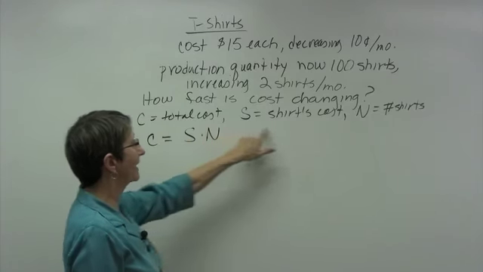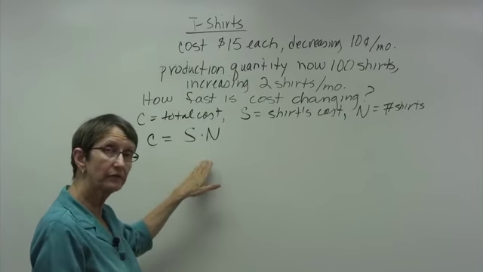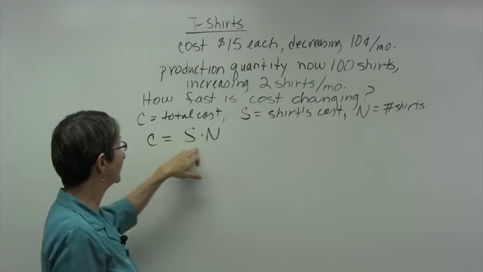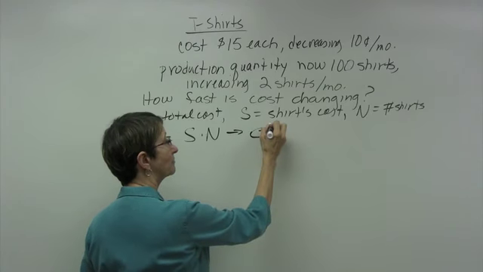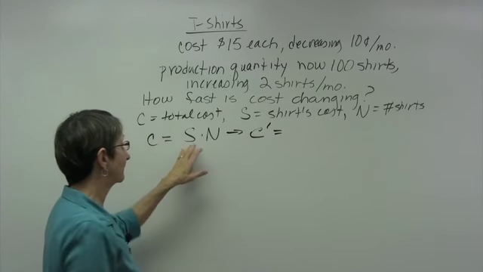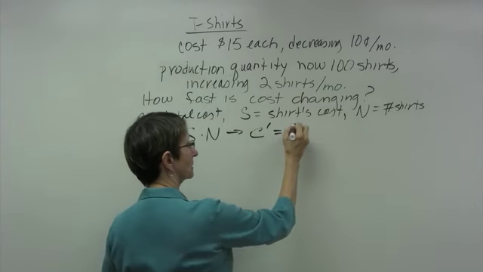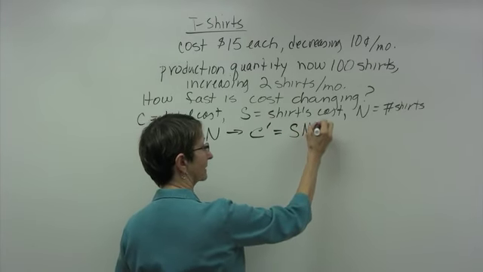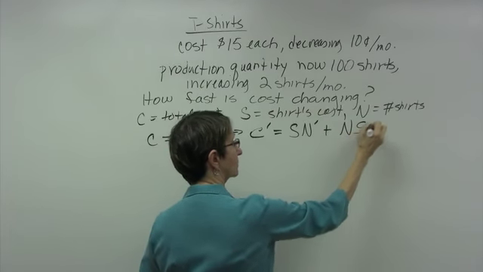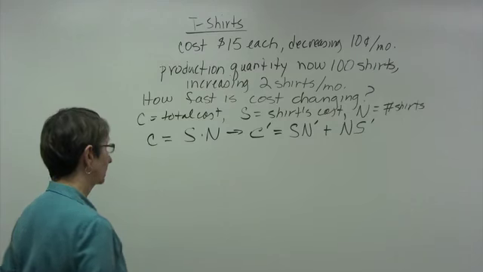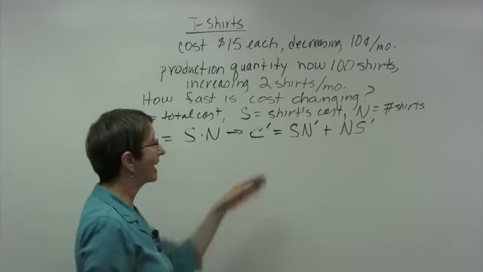I want to find how fast it's changing, so I need a derivative. Now, let's just take the derivative here. If I have cost is S times N, the derivative C prime, if this is times, it's product rule, would be first S times derivative of the second plus the second N times derivative of the first. That's S prime. Well, let's go back and see what information we have to go with this.